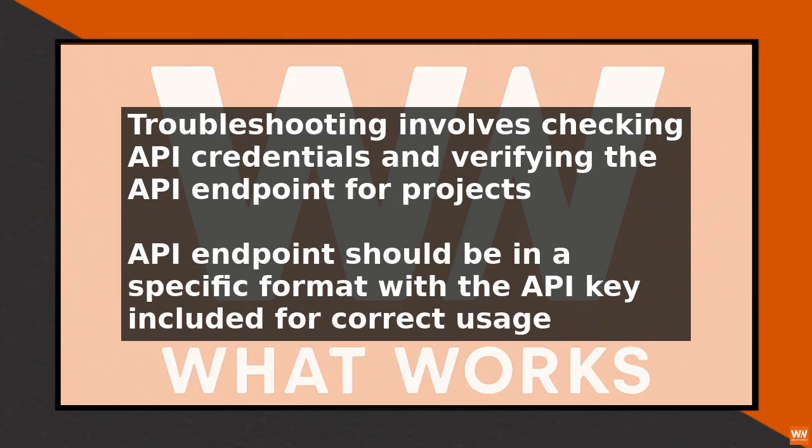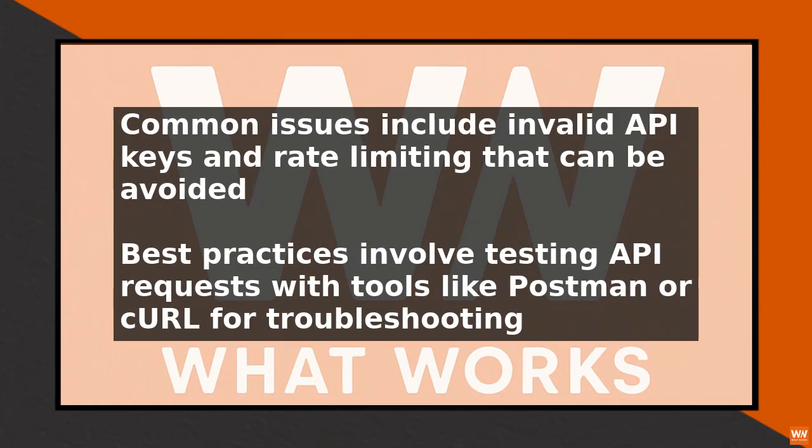Step 3. Check the API request. Verify that the API request is correctly formatted and that all required parameters are included. You can use tools such as Postman or curl to test your API requests.